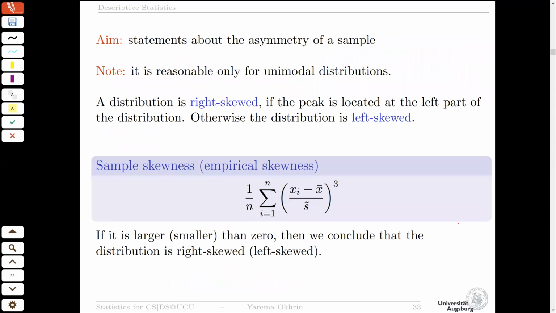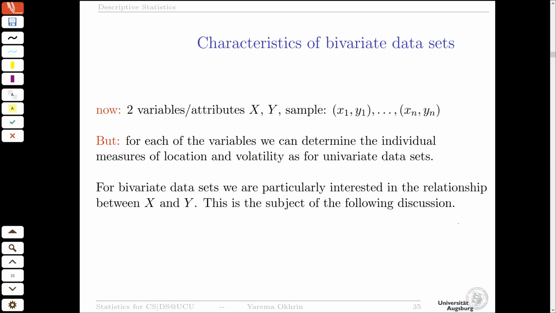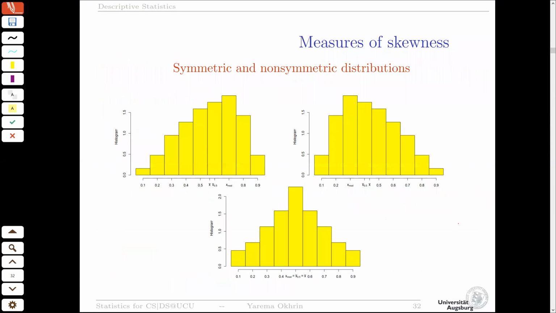Then we also have to make a break at some point. Perfect timing, more or less.